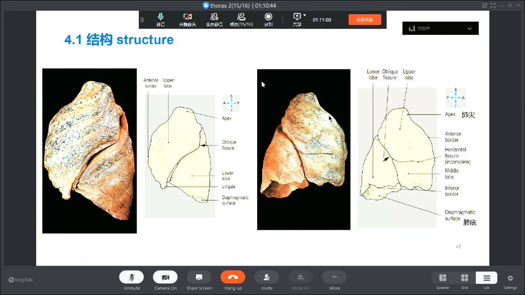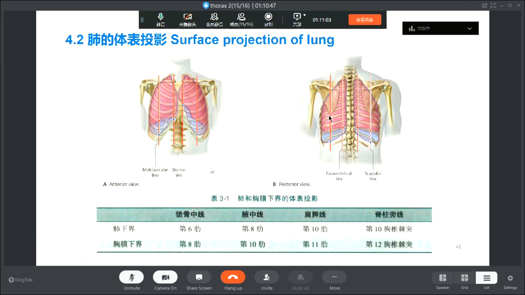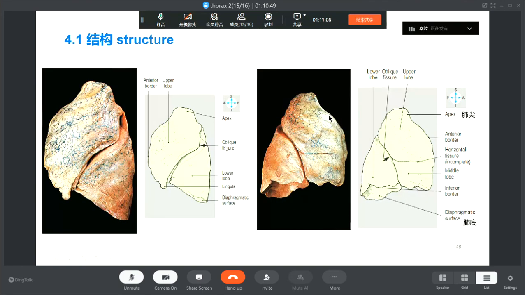This is the left lung. The outer left lung can be divided into two lobes through the oblique fissure. Through the oblique fissure, the left lung can be divided into two parts, the upper lobe and the lower lobe. This part is the anterior border, and this is the lingula, and this is the diaphragmatic surface.